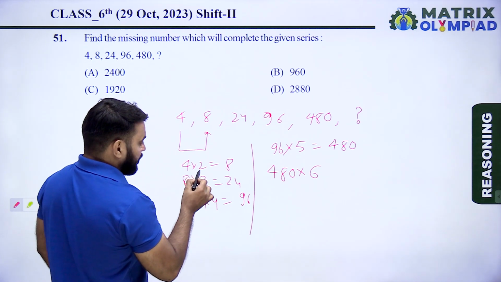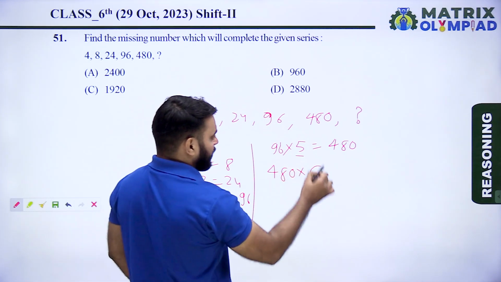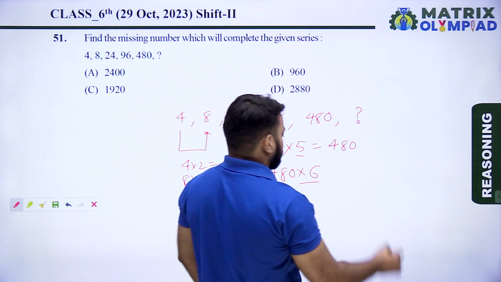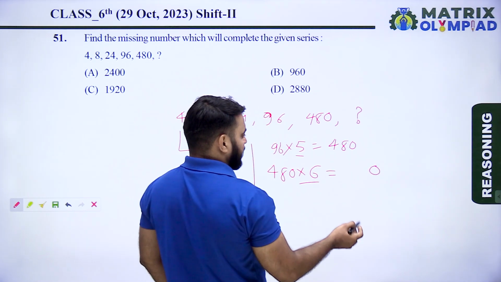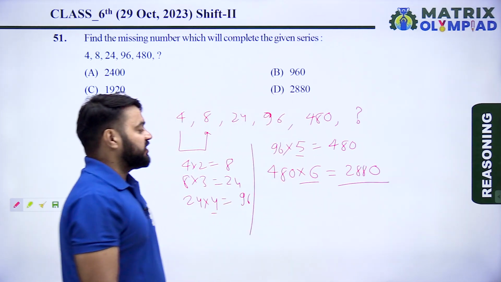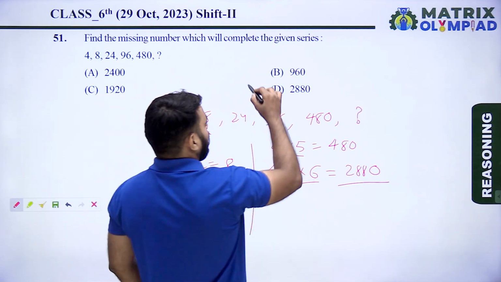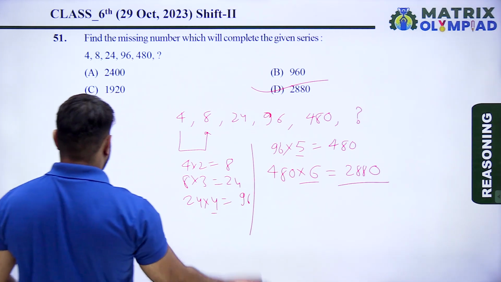First number multiply by 2, now multiply by 3, now multiply by 4, now multiply by 5 and similarly now multiply by 6. So 480 multiply by 6, it means 2880 is the next missing term of this series. So here option D is the correct answer of this question. So let's move on to the next question.